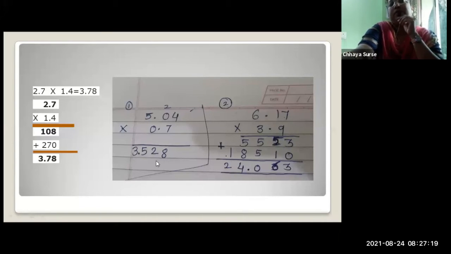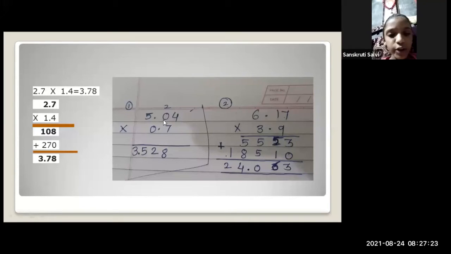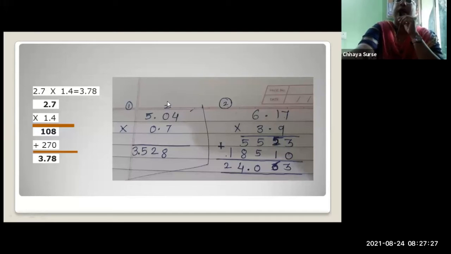So 7 fours are 28. We write here 8 and 2 carrying over. 7 zeros are 0. Adding 0 plus 2, 2. We write here 2. Then 7 fives are 35, no carrying over here. That's why we write here 35.